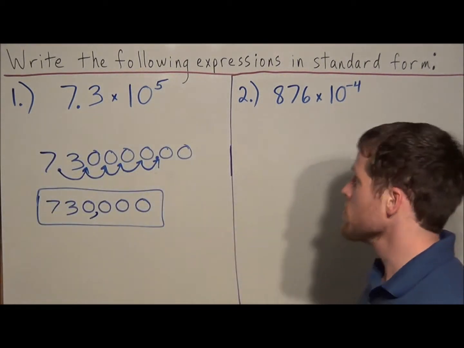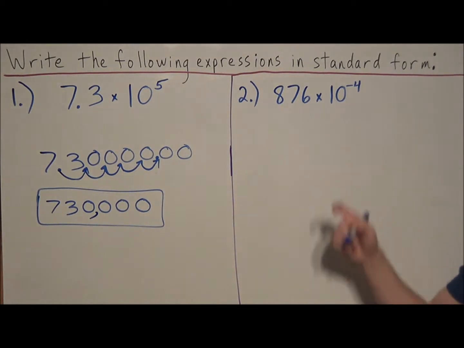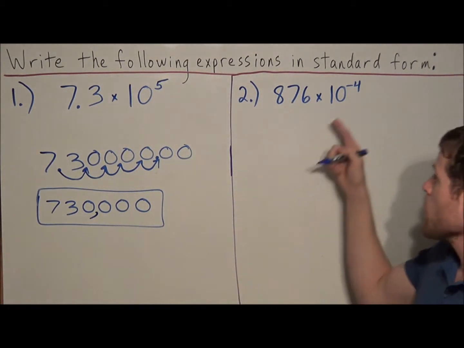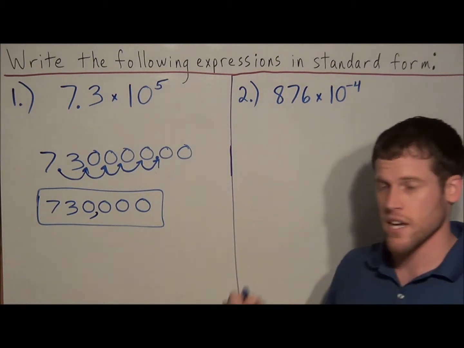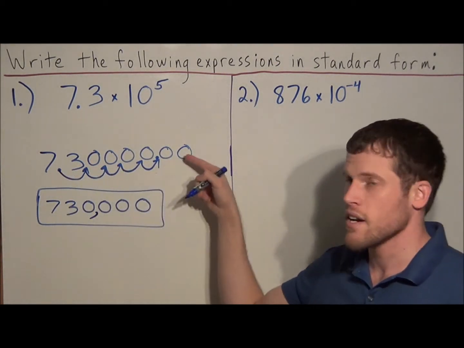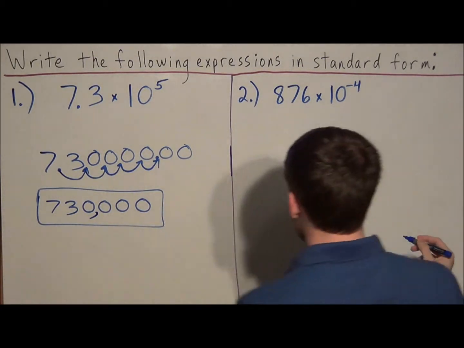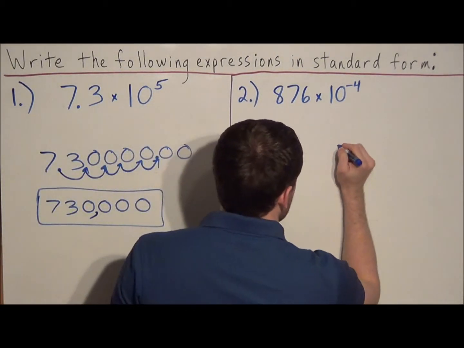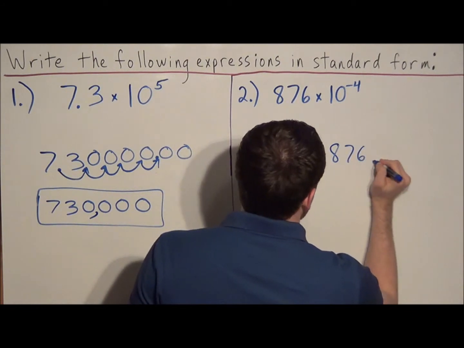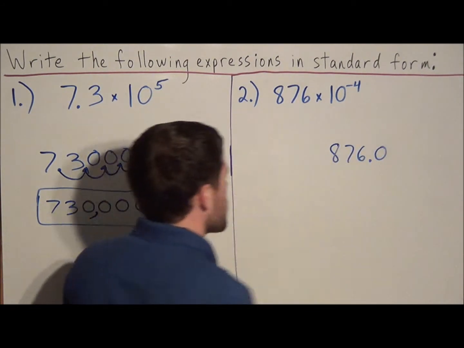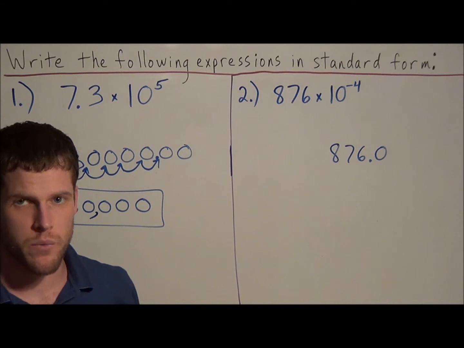Now at the next example, we have 876 times 10 to the negative fourth power. Whenever you have a negative exponent above your 10, instead of moving the decimal to the right, now we're going to do the same thing, but this time we're going to move the decimal to the left. So we write out the number. We have 876, and we can write it as 876.0. That way we actually have a decimal that we can move.